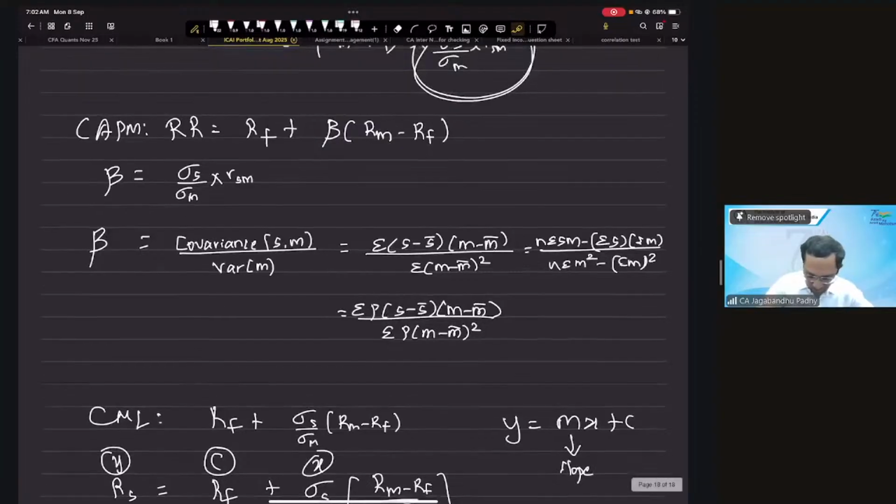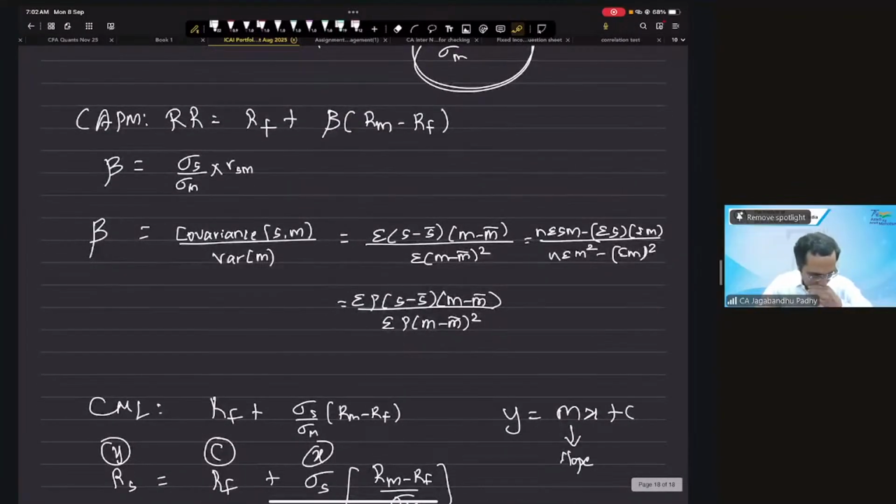So that systematic risk was calculated by multiplying the correlation with the standard deviation of the security by the standard deviation of the market. And beta is also calculated as the covariance between the security and the market upon the variance of the market.